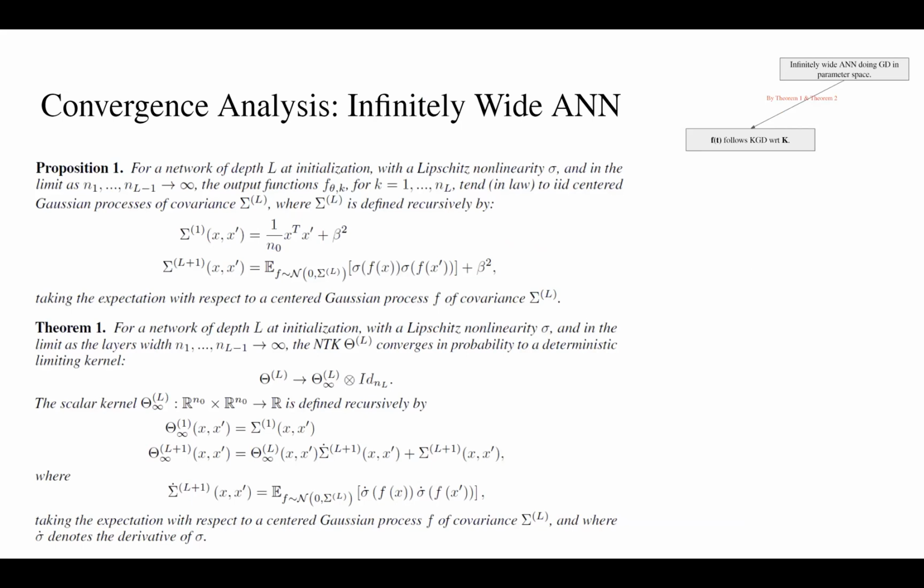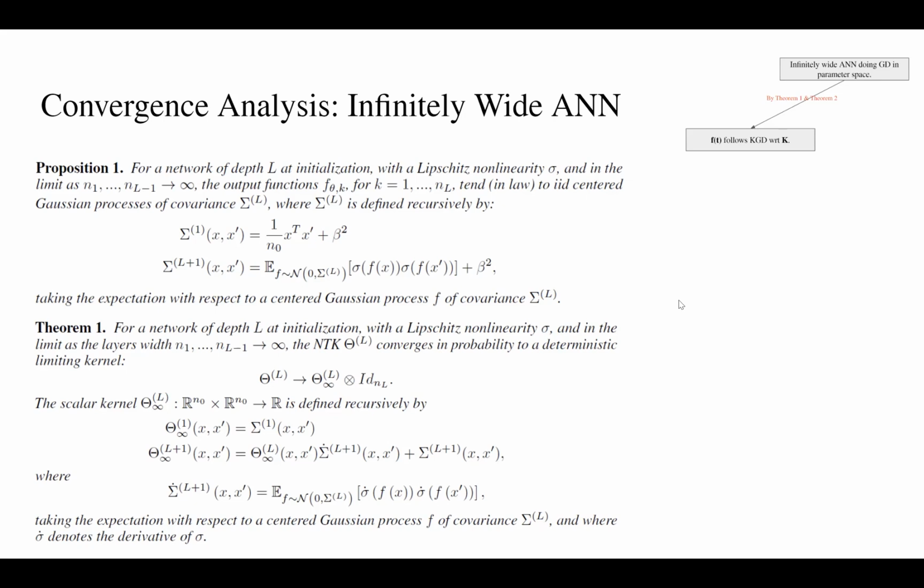Okay, so here's theorem 1, but before that, proposition 1. Proposition 1 is for a network of depth L at initialization with a Lipschitz nonlinearity sigma. In the limit as every layer goes to infinitely wide, the output functions f_theta,k for k equals 1 to L tend to IID centered Gaussian processes of covariance sigma L. So this is just saying each output neuron simulates a centered Gaussian process f with covariance sigma L, and we can see that sigma L is defined recursively here.